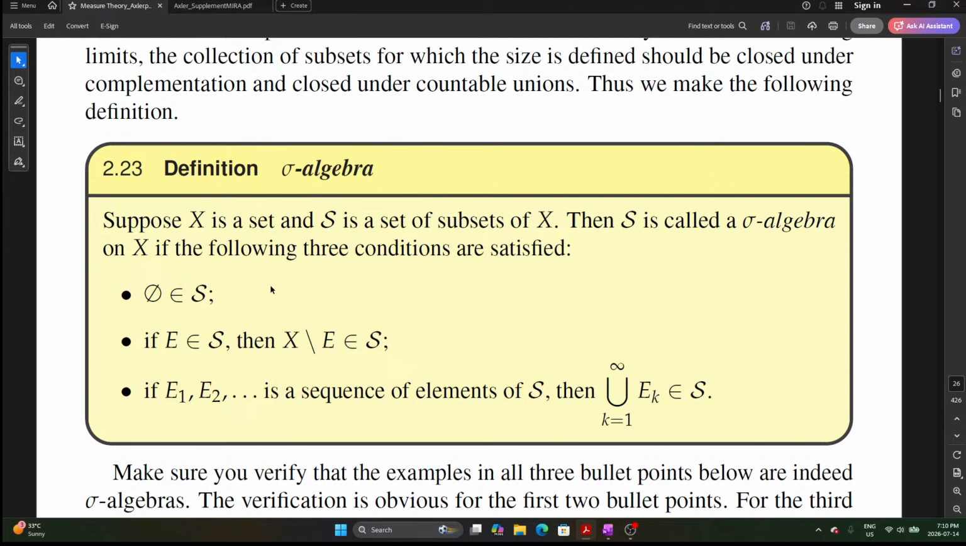Does that imply independence? No, this has nothing to do with independence. Okay.